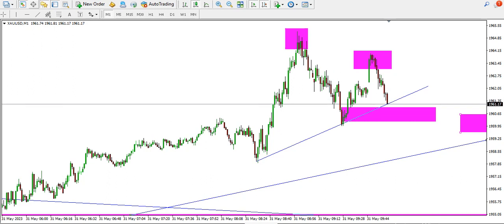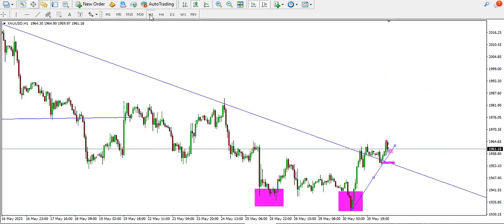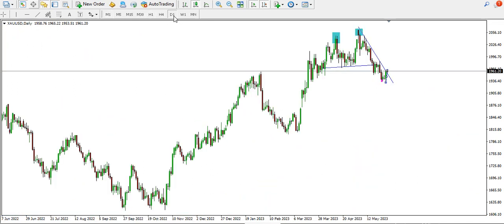All right, bullish on the 1 hour time frame, okay, and bearish on the daily time frame. All right, so that's that for gold.